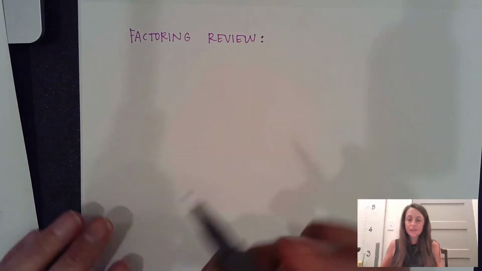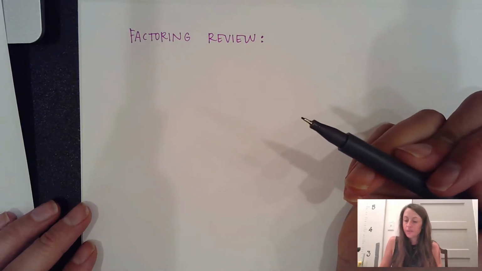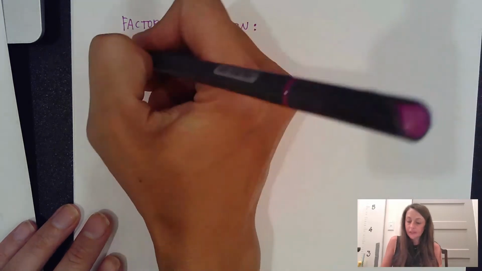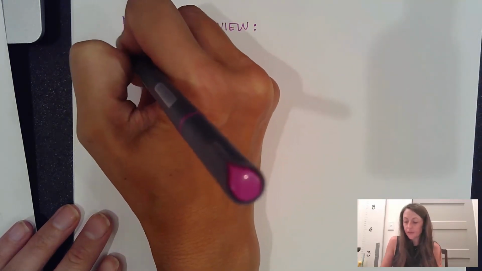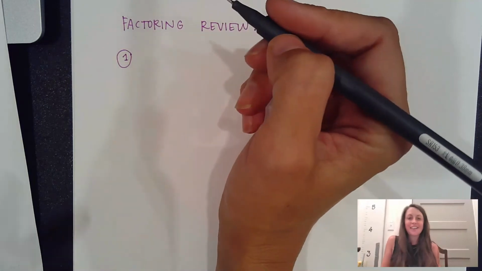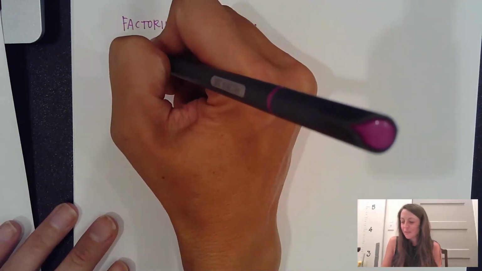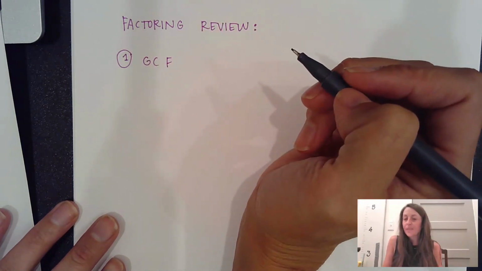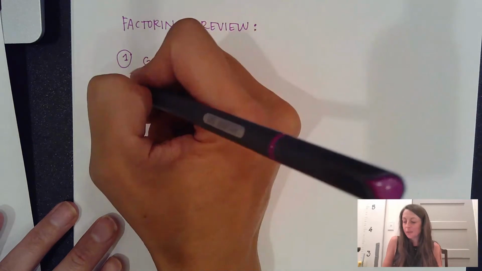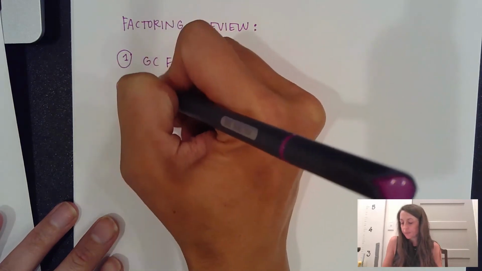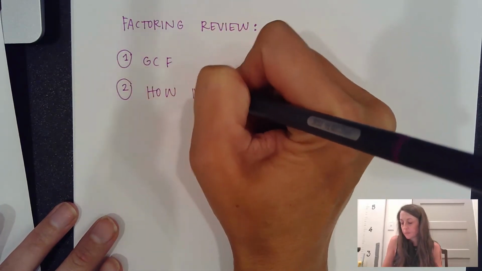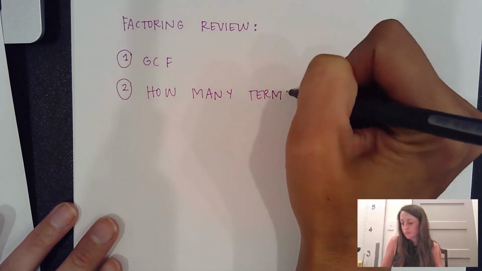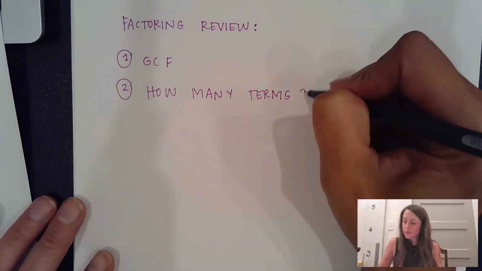Hey guys, so we're going to do a little bit of factoring review. The first thing that you look for whenever you're factoring is how many terms that you have. Or, I'm sorry, look for a greatest common factor first. Look for a greatest common factor before you get started with factoring. And then you're going to look for how many terms you have. Okay, so how many terms are there?